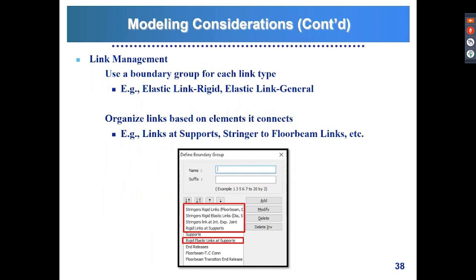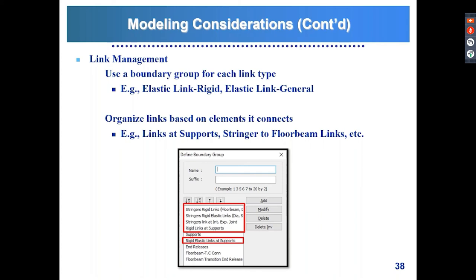The final modeling consideration I wanted to bring is link management. This is not something that needs to be done, but I think I have found it very helpful. And again, when dealing with larger models, Midas has boundary groups, so you can assign links to those boundary groups. And what helps a lot is to name those boundary groups or those links with something that is descriptive of what they are connecting. Well, for example, here we have Stringer's rigid link. I know that all the links assigned to this are rigid links and they are connecting stringers.